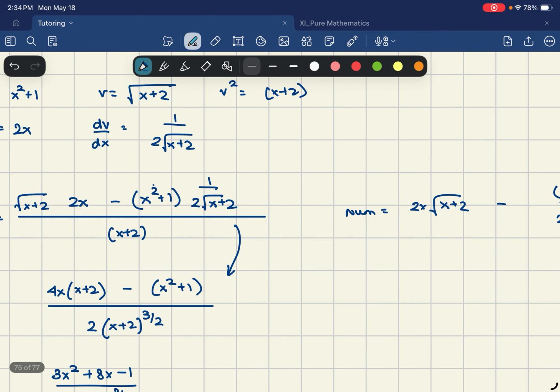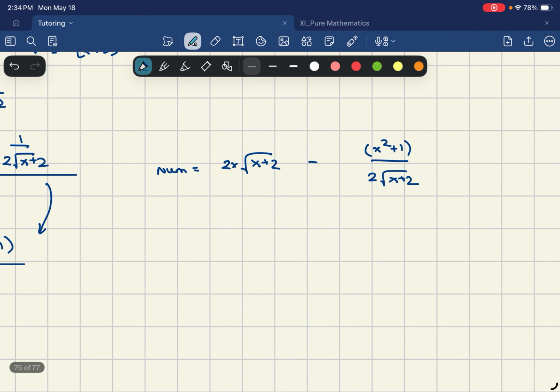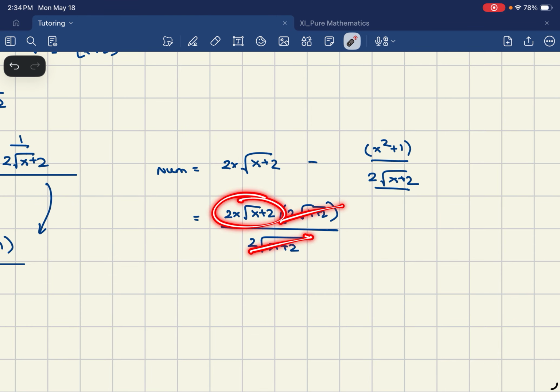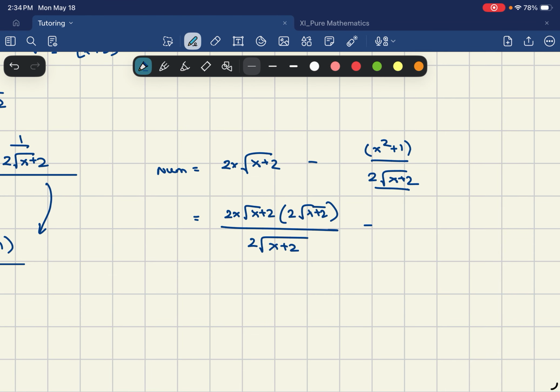This is what I have here in the numerator, right? So now I will multiply by this denominator here, times 2 square root of x plus 2, and I will divide by this denominator here. And think about it, this and this will cancel out, leaving me what I had initially, right? And this allows me to have a common denominator.